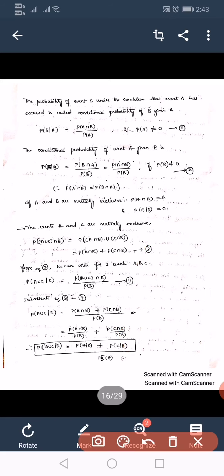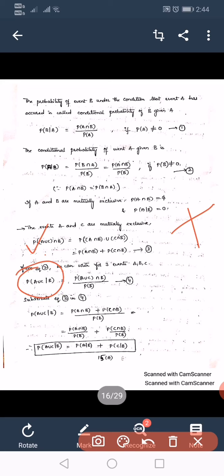So let us consider this law, according to the distributive property: A union C intersection B. We can write this as A intersection B union C intersection B. Union means it is plus, so separate the terms and write P of A intersection B plus P of C intersection B. Okay, so now take conditional probability of the three events, P of A union C given B. We can write this as P of A union C intersection B by P of B.